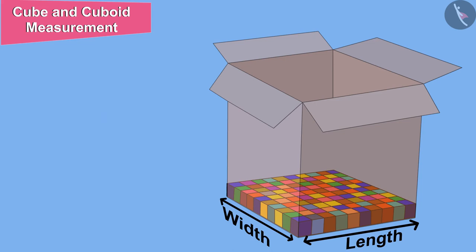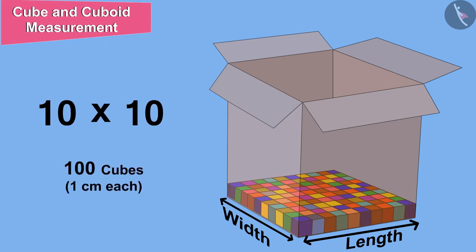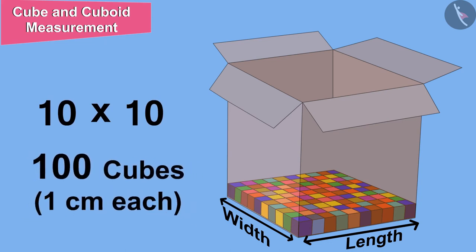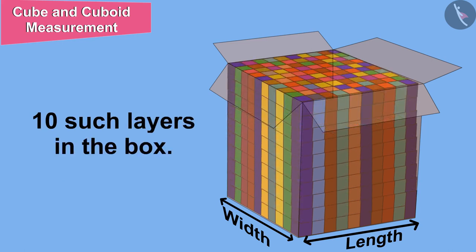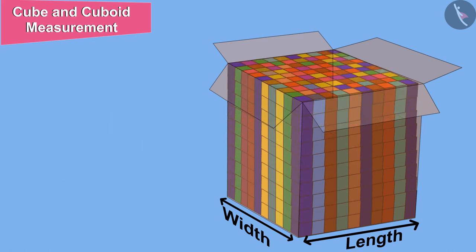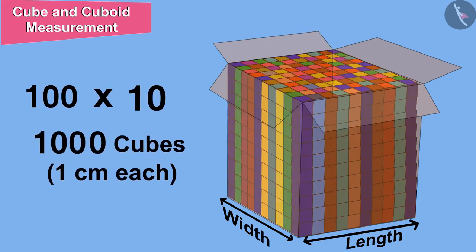It means one layer will have 10 times 10 or 100 cubes of dimension 1 centimeter each. And there will be 10 such layers in the box. It means this cube shaped box will contain 100 times 10 or 1000 cubes of 1 centimeter dimension.